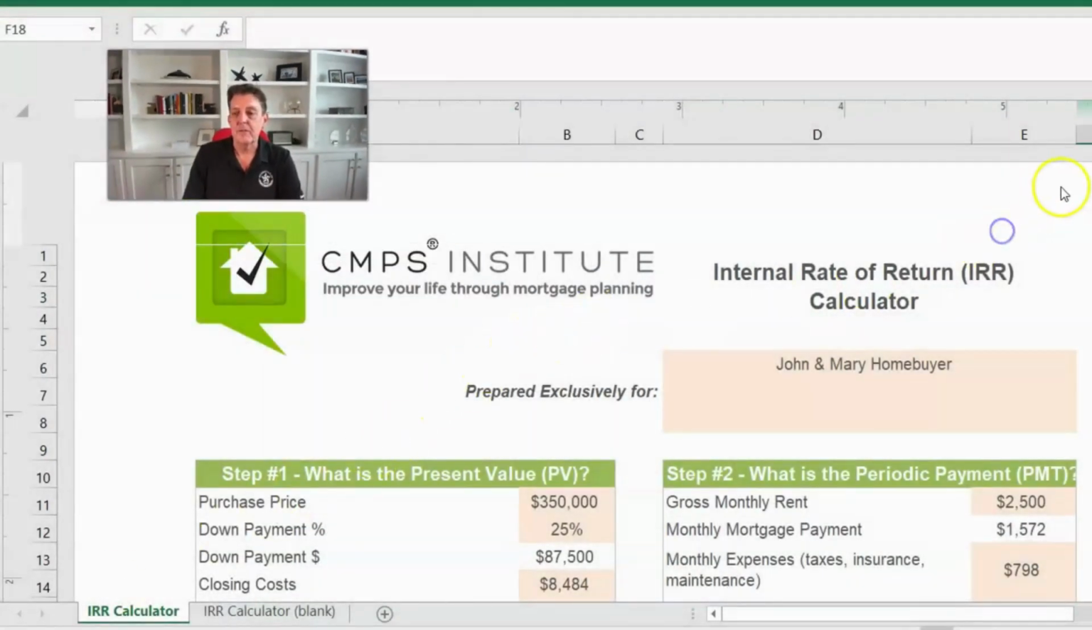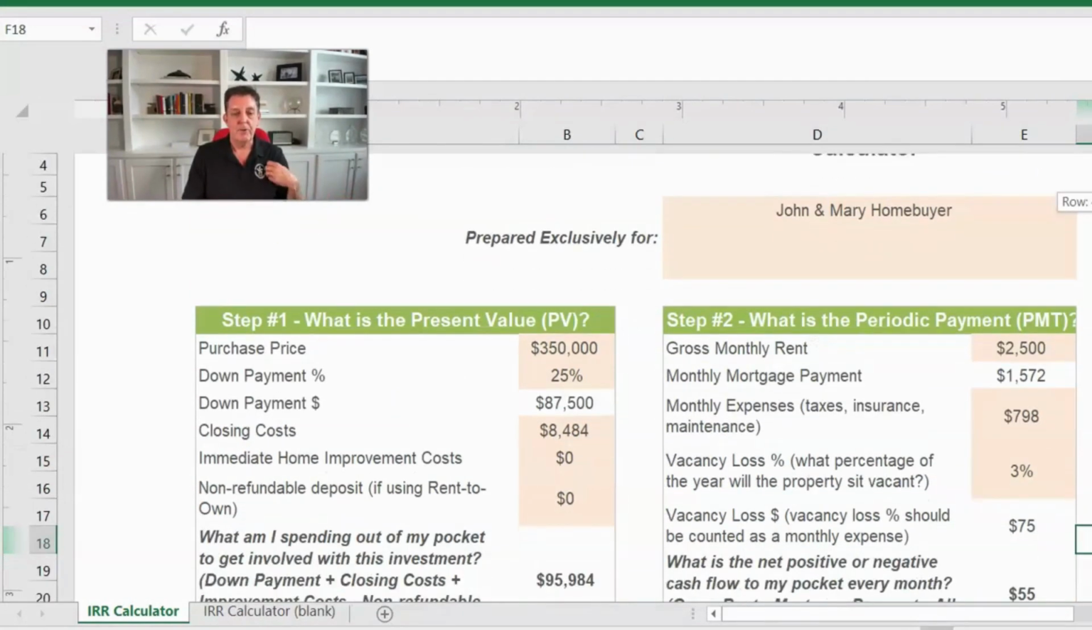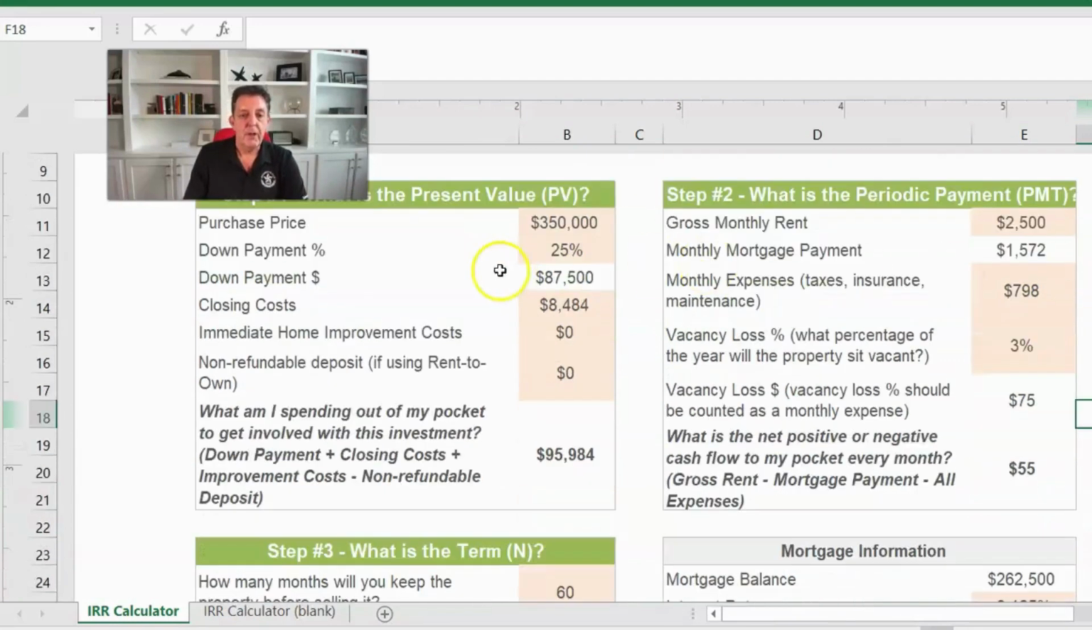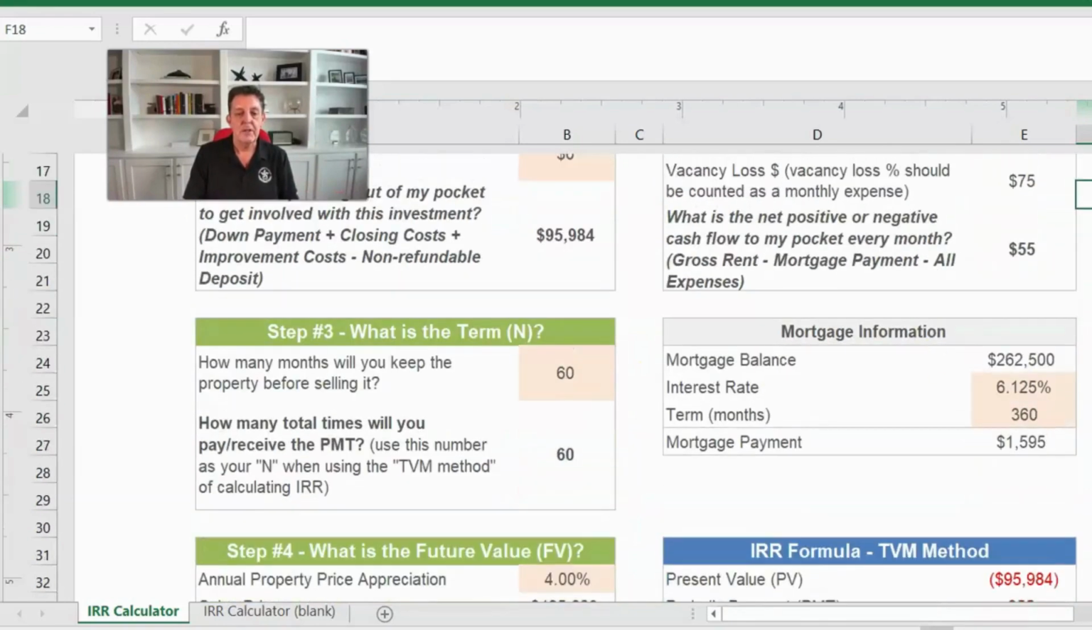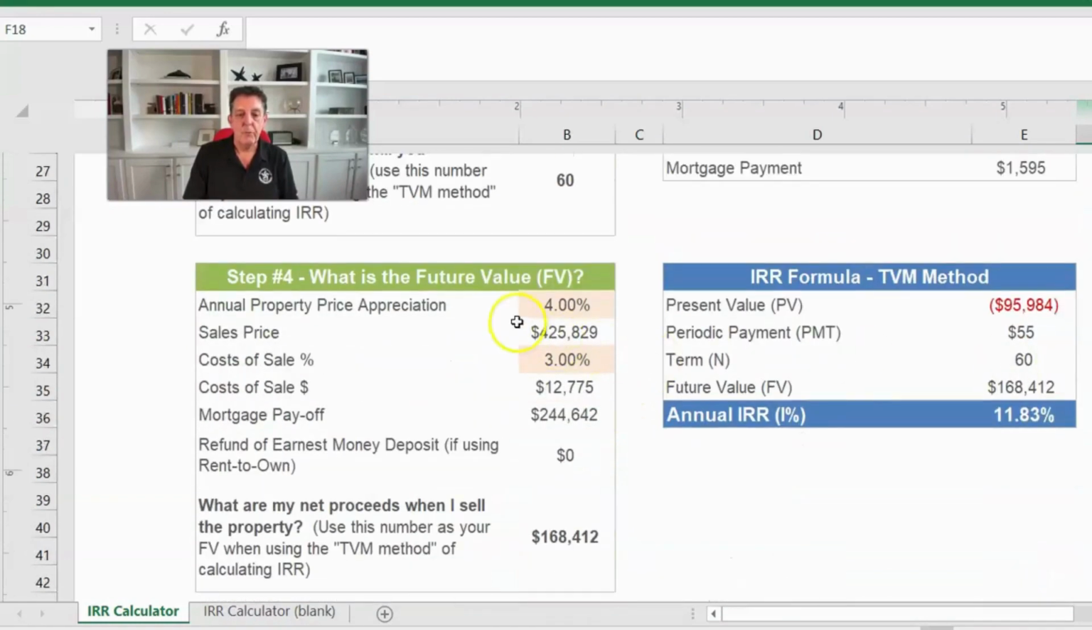So what you do is this. Last week's Todd Talks, I did this example of John and Ray homebuyer buying a rental property for $350,000. So we plug in the present value. We plug in the $350,000. In this case, we use the 25% down. We use the down payment, the closing costs excluding taxes and insurance, for a total out of pocket of about $95,000. Then we said, let's look at it over a 60-month term with 4% appreciation.